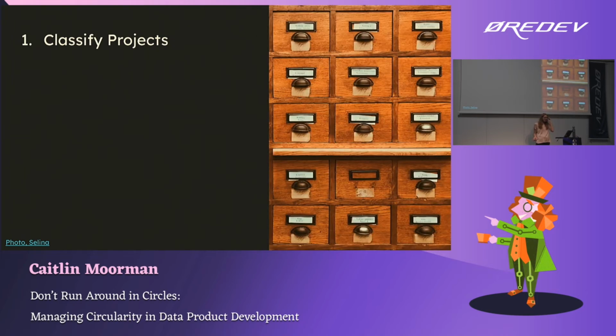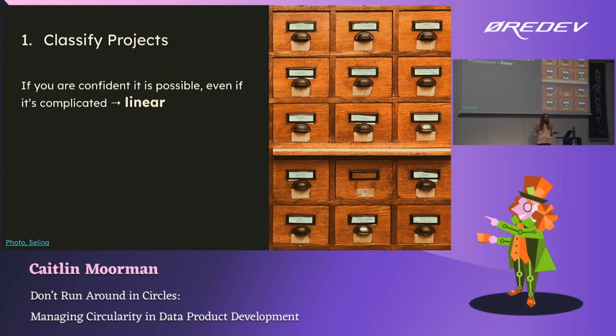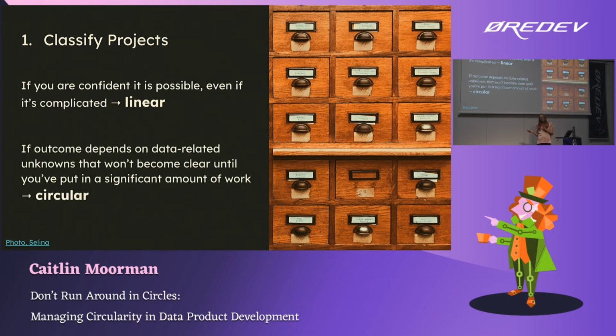So first, we just need to classify projects. There's a lot of power in naming things and in building an understanding within your organization of these 2 types of work. We've talked a lot about this over the past 10 minutes. So to sum it up, if you're confident it's possible, even if it's complicated, that's linear. If the outcome depends on data-related unknowns, things that won't become clear until you've put in a significant amount of work, that's circular.